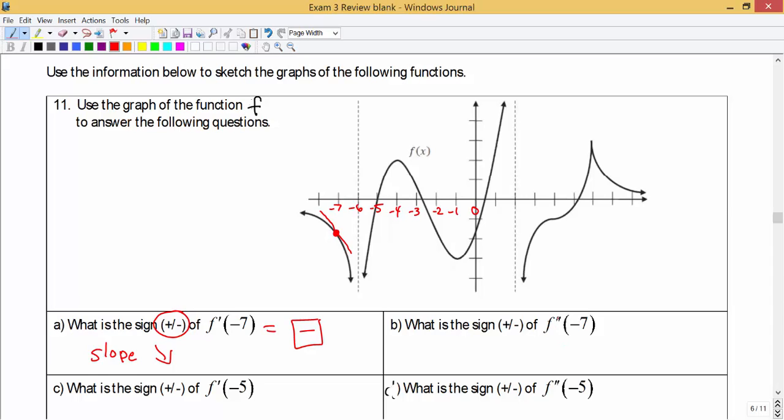What about the sign of the second derivative at negative 7? Would the output be positive or negative if we put negative 7 into the second derivative? Remember that the second derivative tells concavity at that x value. So at negative 7, is the graph concave up or concave down? And I would say that the graph is concave down. If the graph is concave down at a value, then we know that the second derivative would be negative.